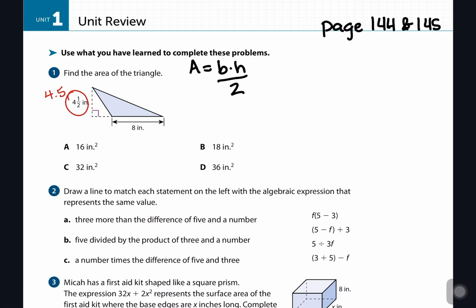You already know how to do this. Apply the formula. You're going to do base times height. Okay.